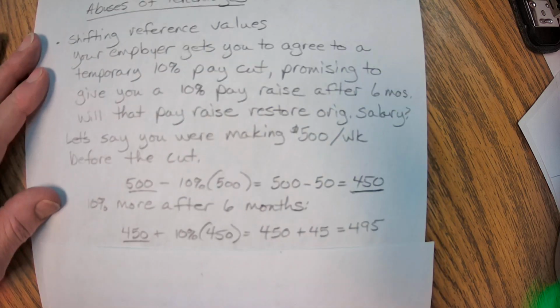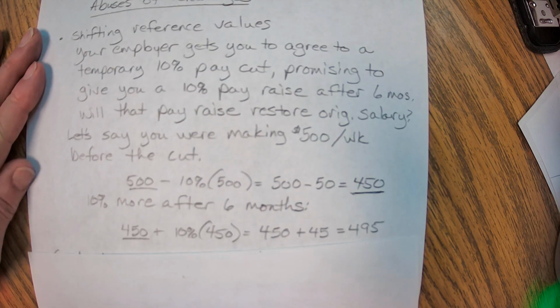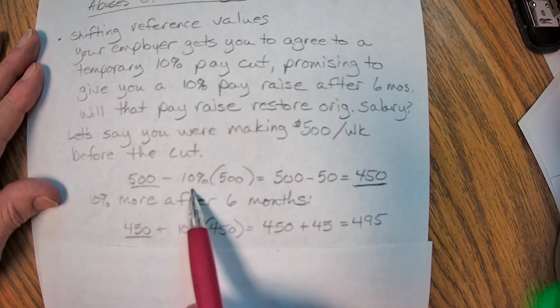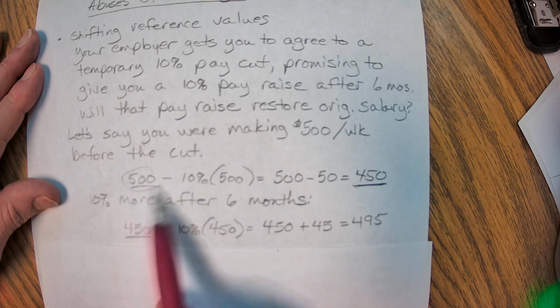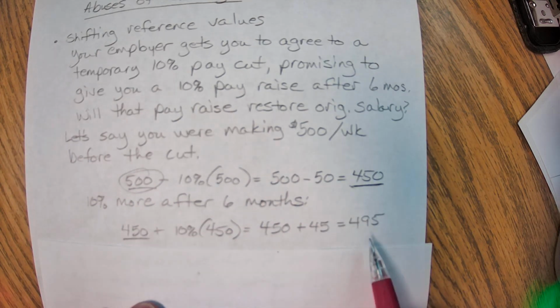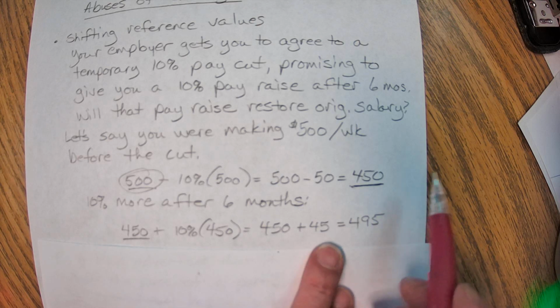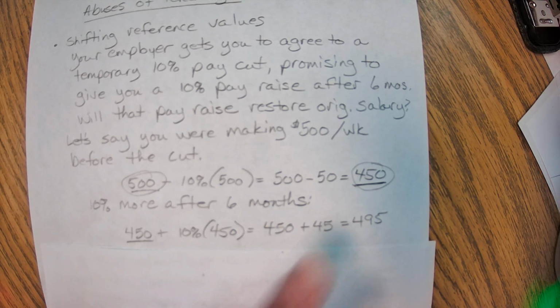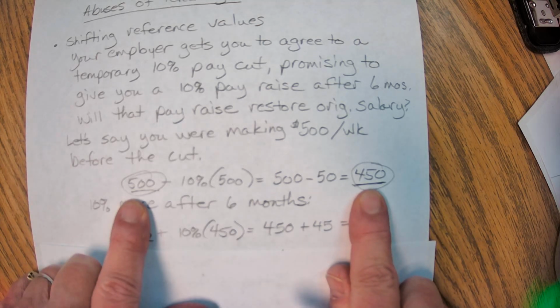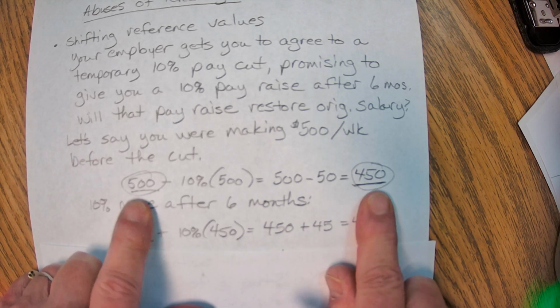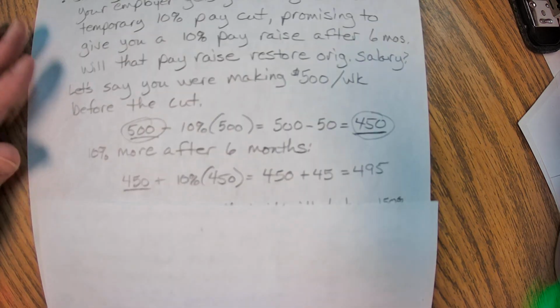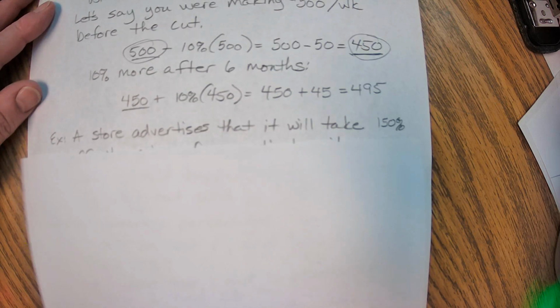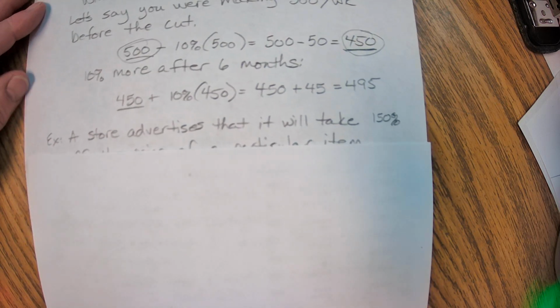So that's why this is called shifting reference values, because when you took your original pay cut, you took 10% of this amount. When they added 10% back, they were using this as my new reference, the new pay. So shifting reference values, we're using different pay to determine the 10% amount. So that's an abuse of percentages. This is one of my favorite examples in the whole book.